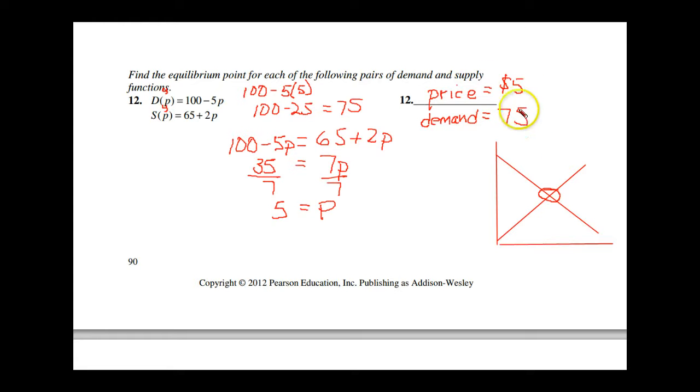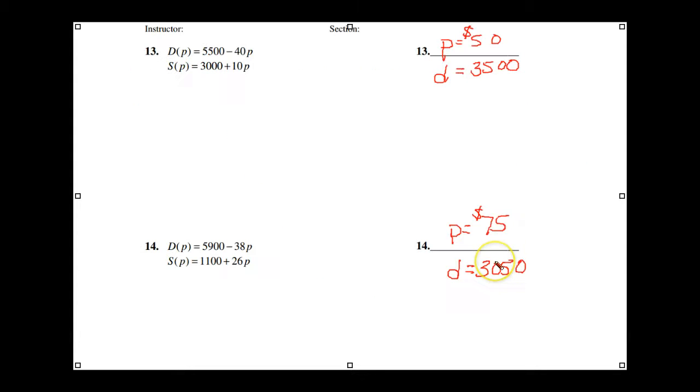This is your point of equilibrium, where these two lines are intersecting. Now, as you may realize, I don't do them all, because that would make the tape very long, but we want to be sure you know how to do them. So let's just set this one up.